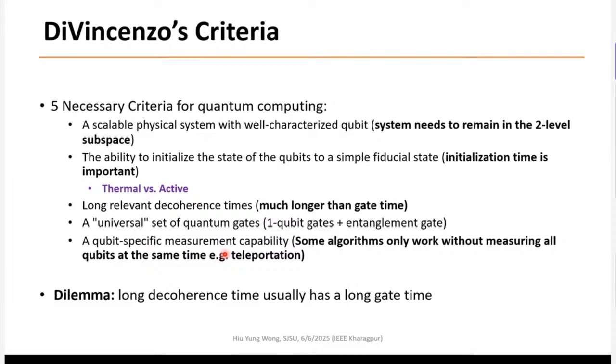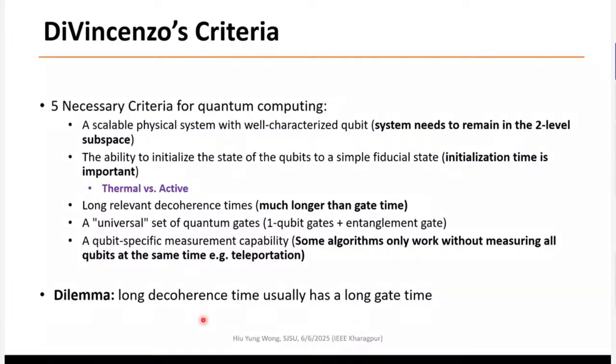Finally, you should be able to do the measurement easily. We just talked about measurement being basically the collapse of the wave function to 0 or 1. So we want to selectively measure the qubit. If you come up with a quantum computer and say that whenever I do a measurement, all the qubits get collapsed, then it won't be a useful quantum computer. I would like to be able to selectively measure one of them. Okay, so five criteria.